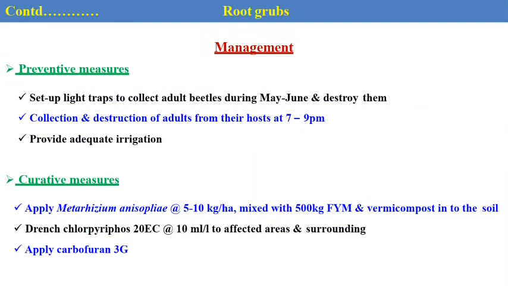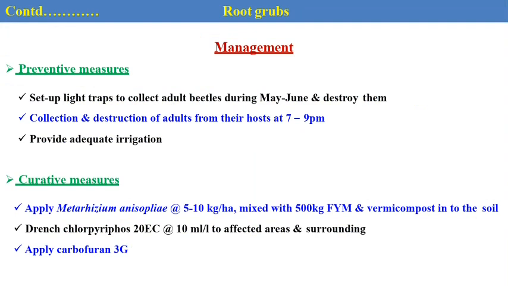Then for management practices, in case of preventive control, the first major practice is flooding, because all 4 life stages are present in the soil. Due to the flooding, it creates an anaerobic condition that helps to reduce the population of the white grub. Then collection and destruction of adults from their host at evening time. Then set up a light trap to collect the adult beetle.